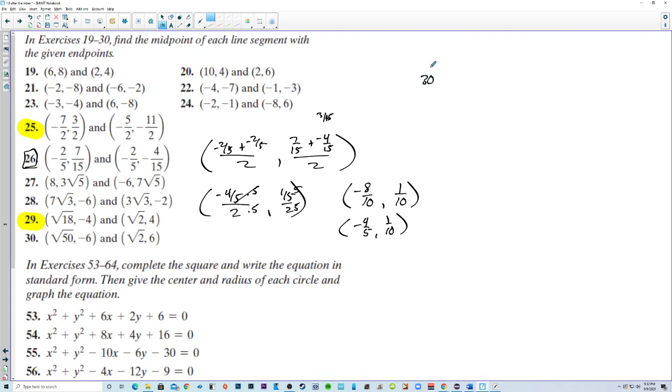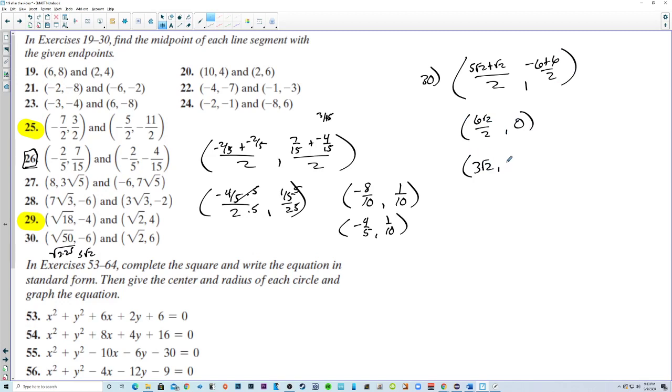How about number 30? Let's see. 50 is square root of 2 times 25, which is 5 square root of 2. So we have 5 square root of 2 plus square root of 2 divided by 2. And then we have -6 plus 6 divided by 2. That's going to be 6 square root of 2 over 2 and 0. And then the final answer is 3 square root of 2, 0.